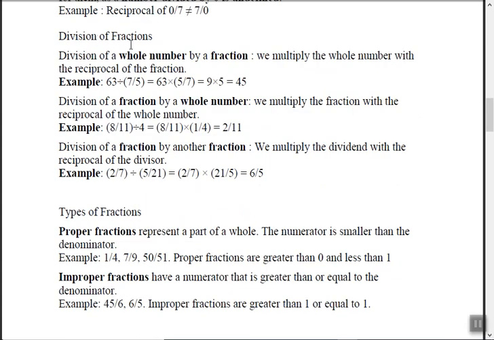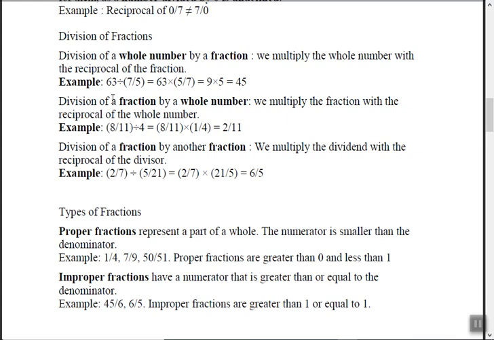Next, division of a whole number by a fraction: the number 63 is divided by 7 upon 5. Again the same logic, convert division to multiplication by the reciprocal. So 63 into 5 by 7. Whenever you have multiplication in between and something in the numerator cancels with the denominator, do cancel it. 7 1s are 7, 7 9s are 63. So 9 5s are 45 remains.